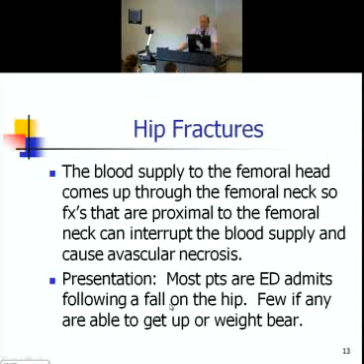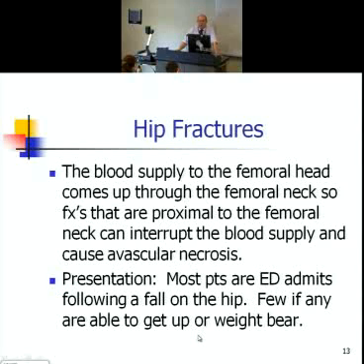So again, in those cases, it's best to just go ahead and do the hip replacement at the time of the injury, even though, again, you're subjecting the patient to more surgery, but you're less likely to have to subject them to a second surgery further down the line and a bad result.